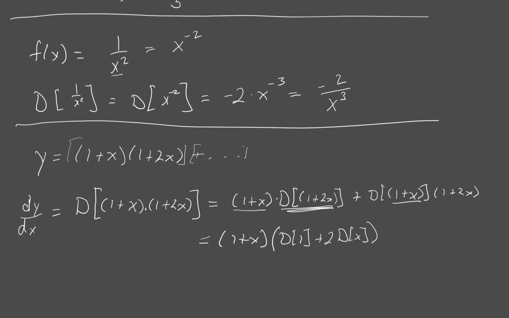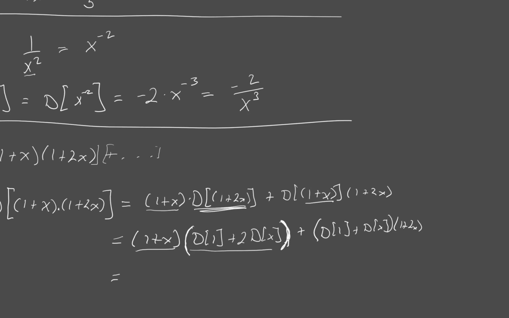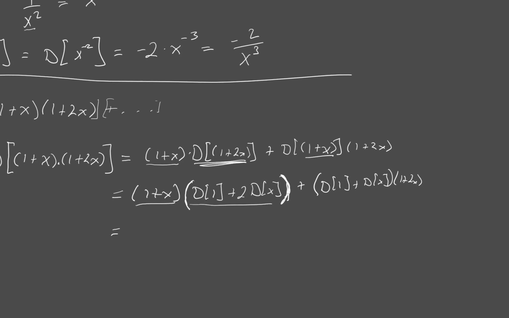I can use linearity on this part now, but that means I need to include these big parentheses because I need to multiply 1 plus x times all of that. Okay, plus, I'm going to use those big parentheses. I've got the derivative of 1 plus the derivative of x times 1 plus 2x. Okay, so I still need the derivative of 1. And the derivative of 1 is 0 because of the power rule.